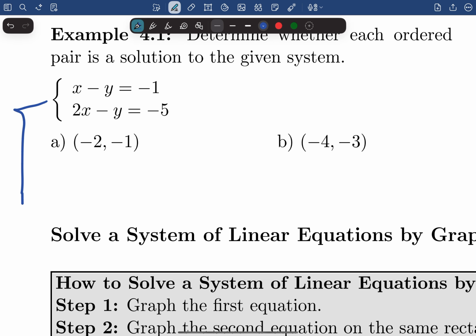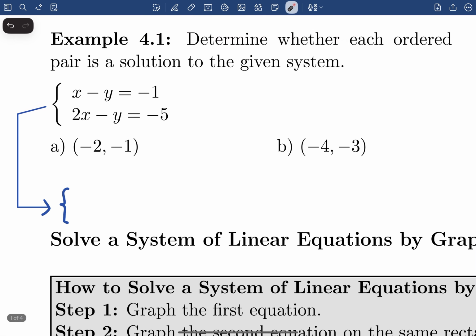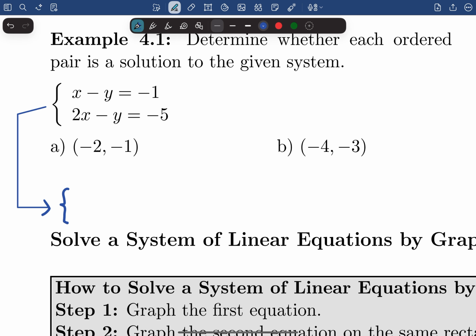Okay, and so let's dive in and get comfortable with this. So I'm going to take this system and I'm going to rewrite it, but when I see an x value, I'm going to replace it with -2. And when I see a y value, I'm going to replace it with -1. So here I go. I start writing x, which is -2, minus y, which is -1, equals -1. And the second equation, I start writing 2x, replacing x with -2, minus y, which is -1, and set it equal to -5. And really, I'm questioning, is this true for both equations? Does the left-hand side equal the right-hand side?